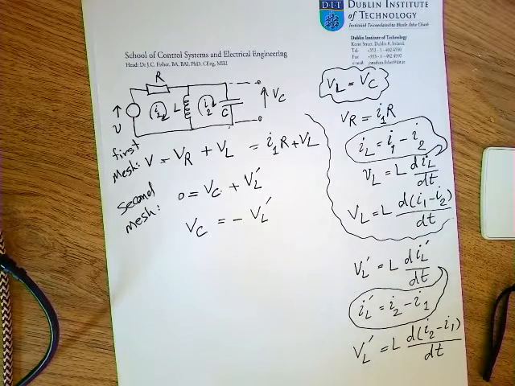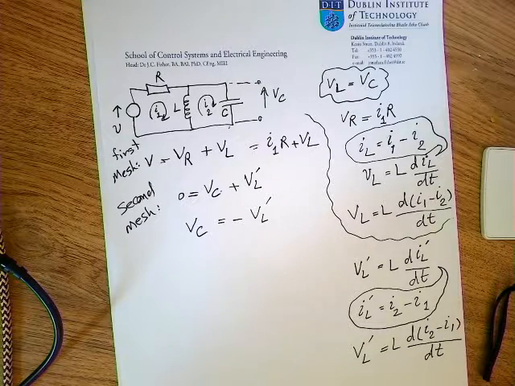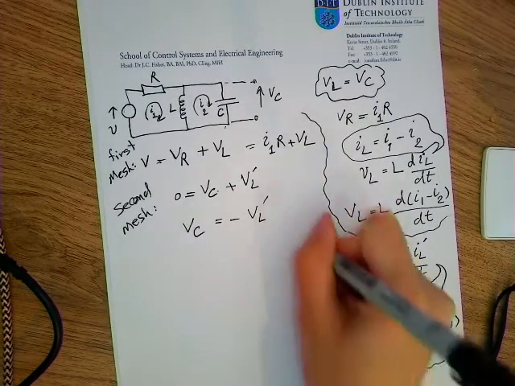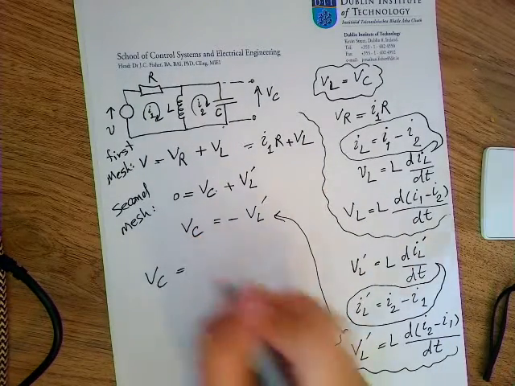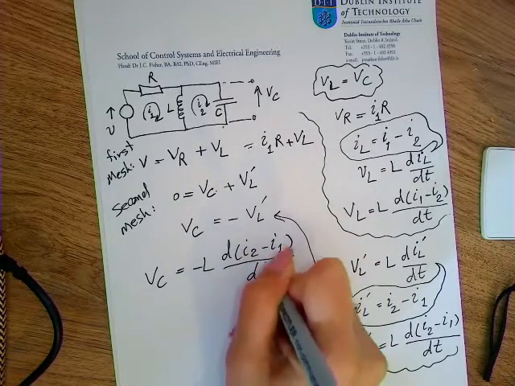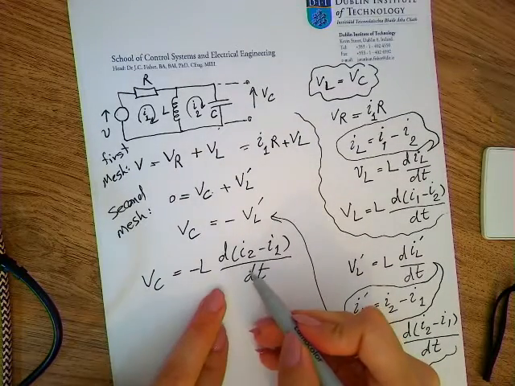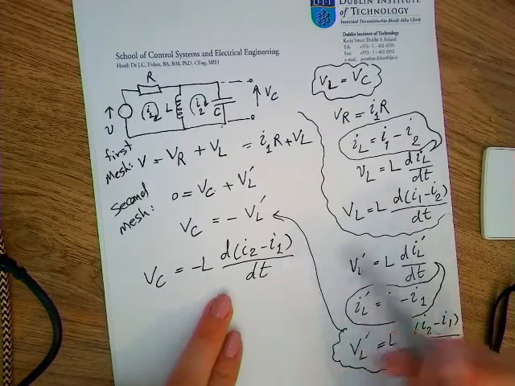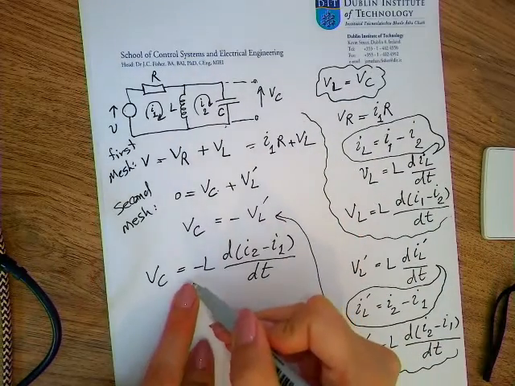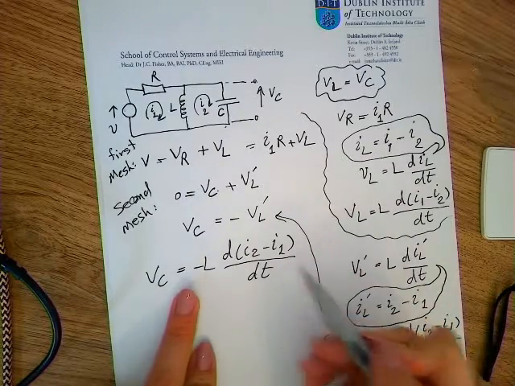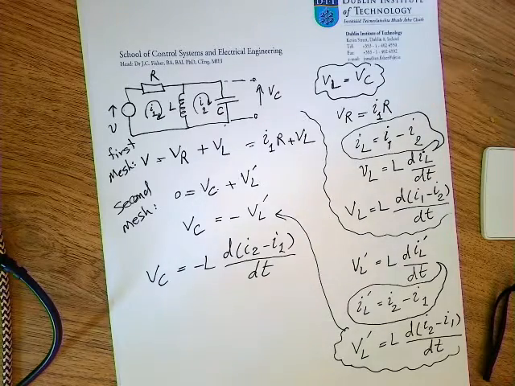Now, what I'm going to do now is I'm going to just replace the VL prime, and I'm going to use this one here. Now I will have VC is equal to minus L derivative of I2 minus I1 over time. If I want to compare this with this one here, they are equal. And we knew that from before, because VL is equal to VC. So that minus sign can affect the minus sign inside, and that is exactly equal to that. So we have that confirmation here. Just take a second to think about that.